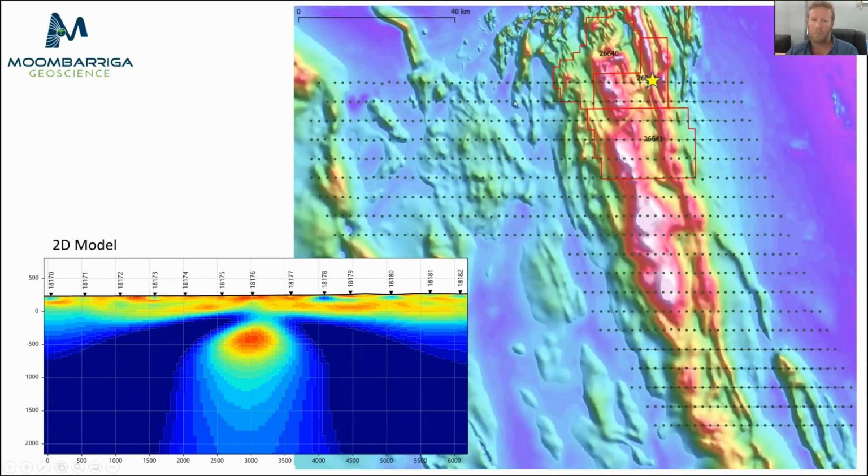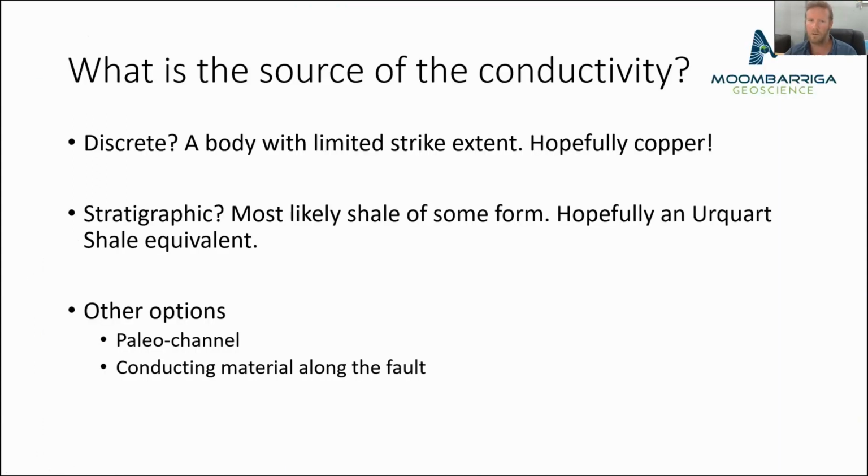So this was all desktop study. Now we had to actually go and do something, which was the scary part of the whole situation. We had to try and explain what this thing was. What are the options for us? Is it discrete, or does it have strike extent? If it's discrete, is it going to be something mineralized, some sulfides? Hopefully, that would be the best case scenario.